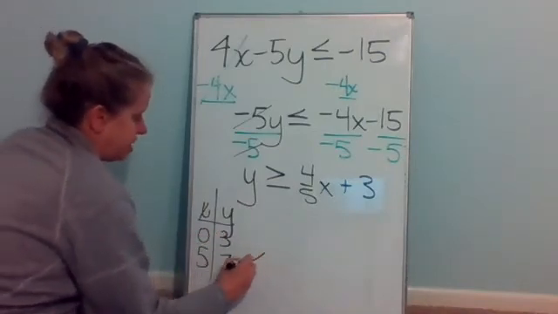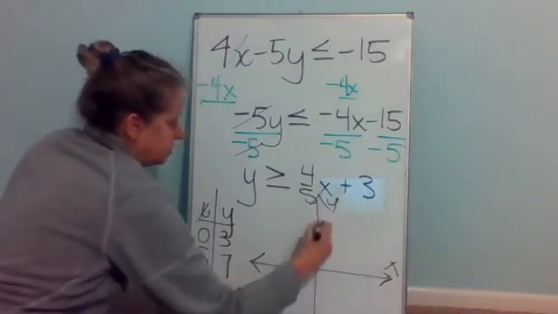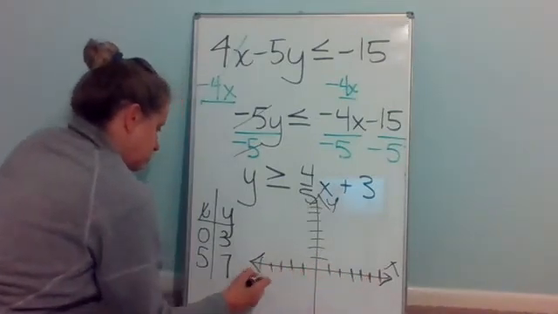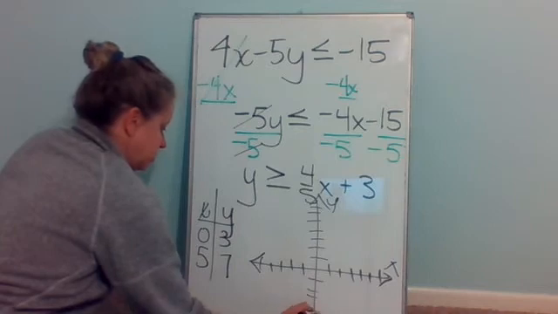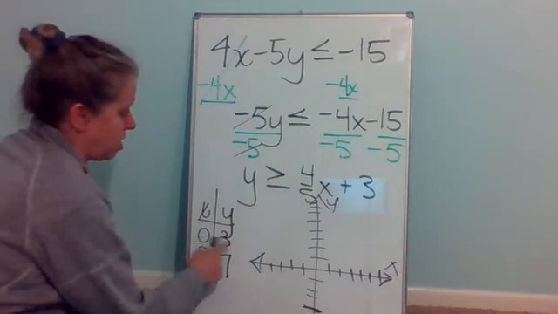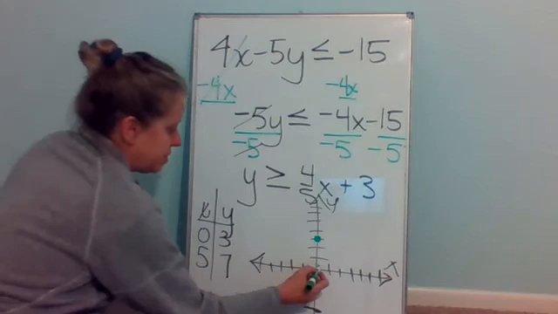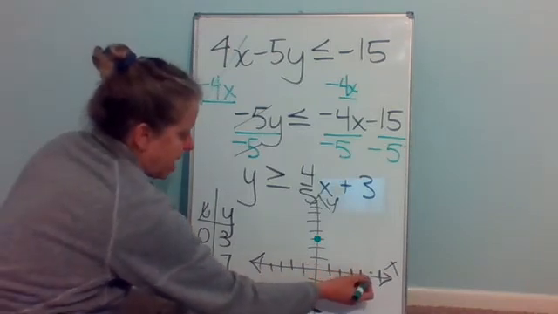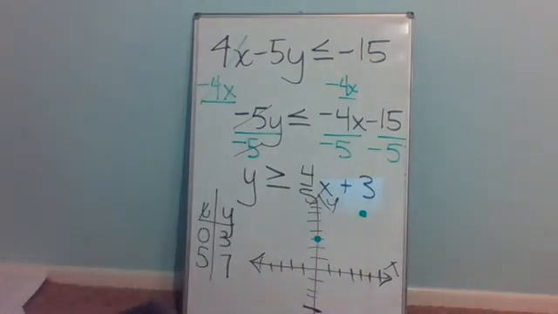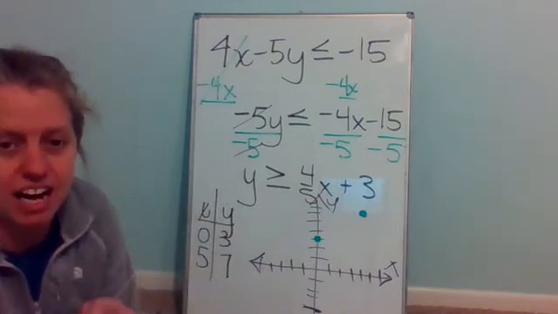And 5, 7. So when you plot those points, 0, 3 means left and right 0, up 3. 5, 7 means to the right 1, 2, 3, 4, 5, then up 7. Now, remember, MathLab is automatically going to connect these 2 points with a solid line, right?